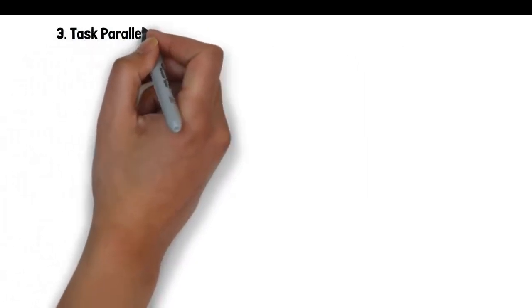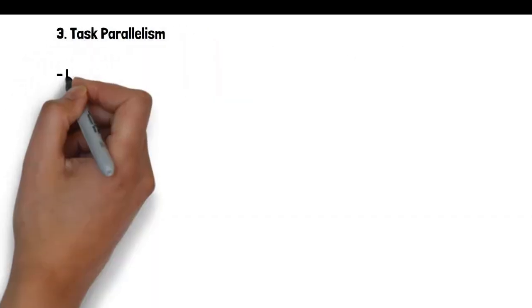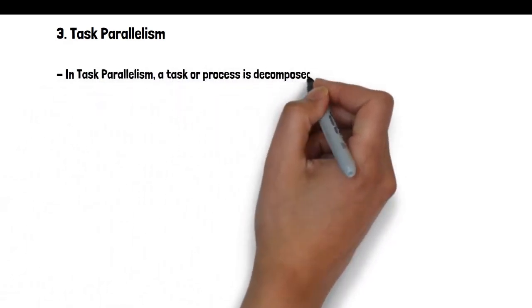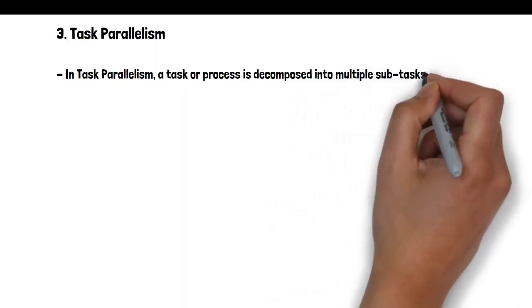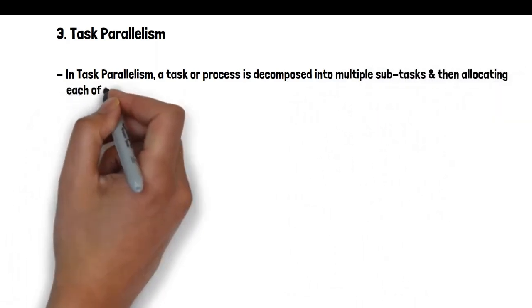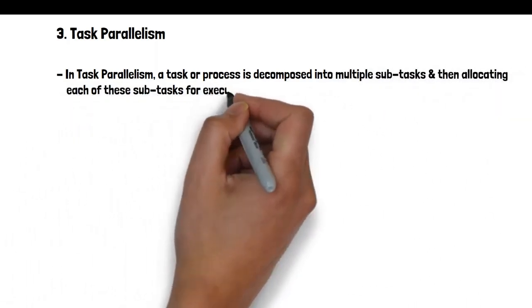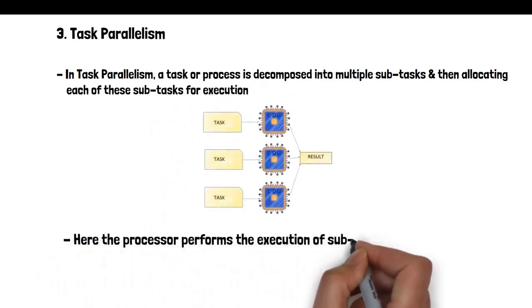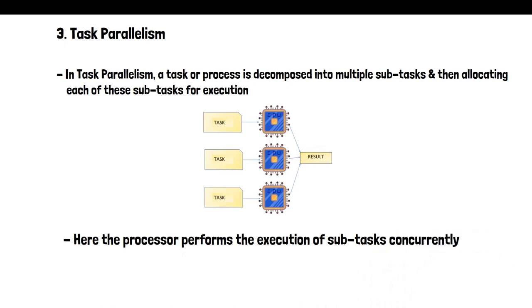Number 3. Task parallelism. In task parallelism, a task or process is decomposed into multiple subtasks, and then each of these subtasks is allocated for execution. Here the processor performs the execution of subtasks concurrently.